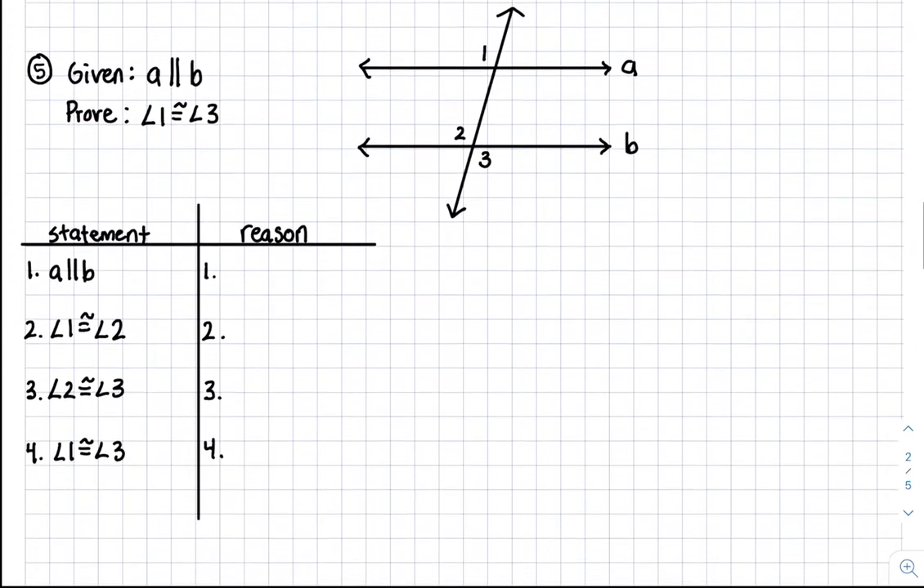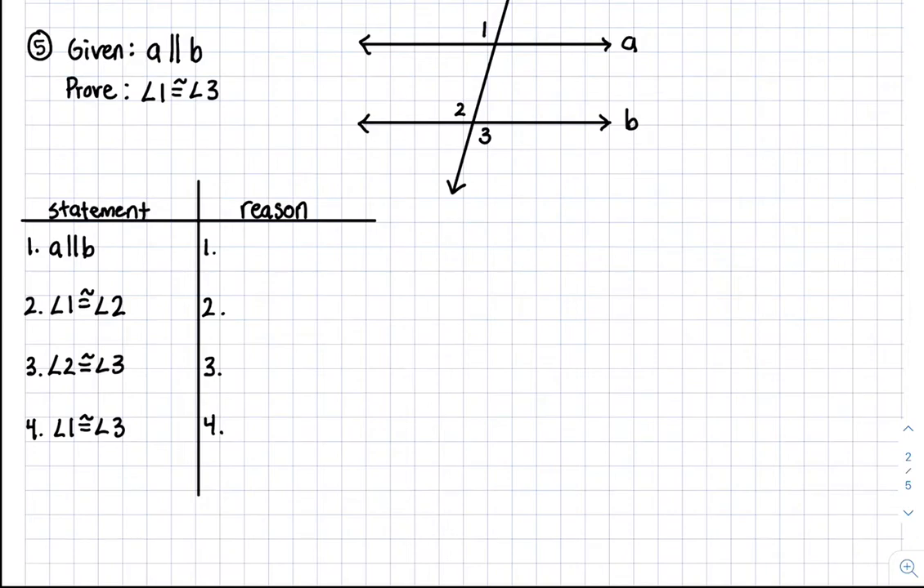Okay, 5. So A is parallel to B. We know that's a given statement, right? Angle 1 is congruent to 2. So here's angle 1, and it says it's congruent to 2. So why is angle 1 congruent to angle 2? Because angle 1 and angle 2, they're corresponding angles. And corresponding angles are congruent.